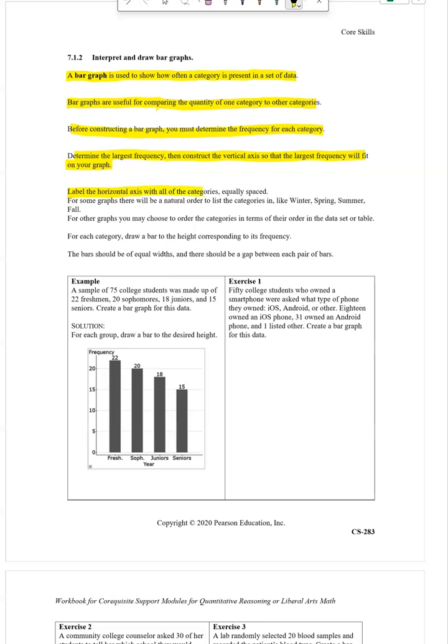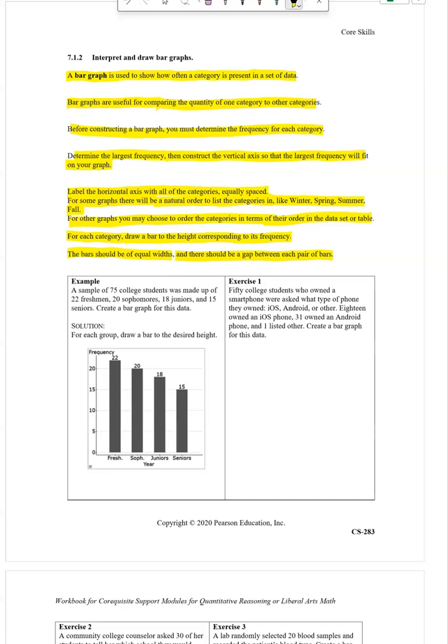Label the horizontal axis with all of the categories equally spaced out. For some graphs, there will be a natural order to the list of categories, like winter, spring, summer, fall. For other graphs, you may choose to order the categories by the order of the data set. For each category, draw a bar to the corresponding frequency. The bars should be equal widths, and there should be gaps between each bar.